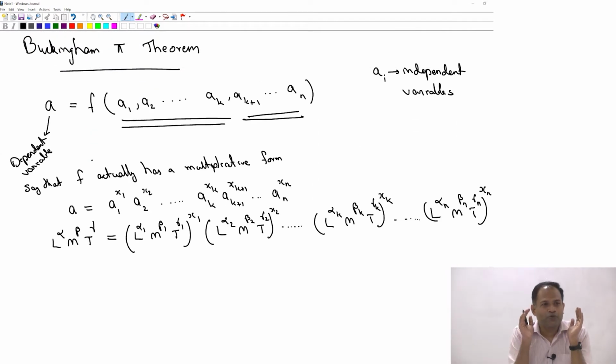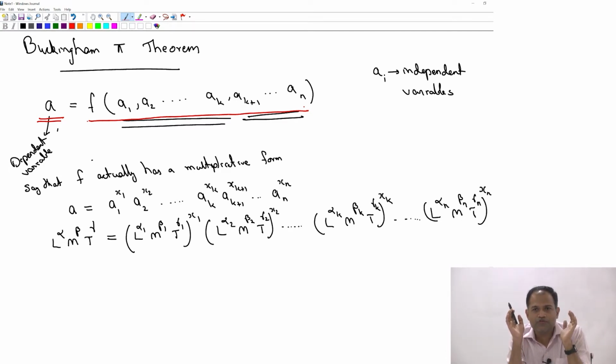So we are trying to prove the Buckingham pi theorem, and we want to do it in a general form. We don't want to take five independent variables, 3 dependent variables and so on. So I have taken a general function a, which is a function of a1, a2 up to an. That's the form that I have considered. Now the first thing I want to do is find out how many dependent and how many independent variables I can select.